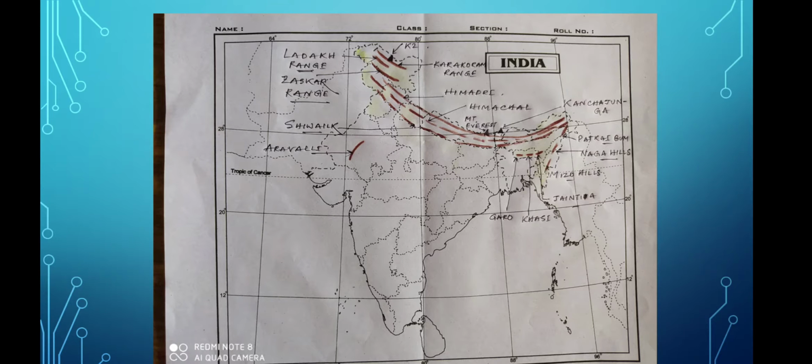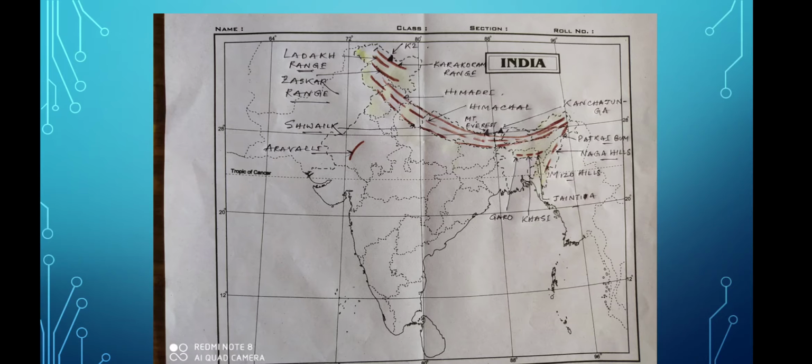So let's have a recap of what we have learned about the northern mountains. We have learned about the mountain ranges of the Himalayas: Himadri, Himachal, Shivalik, the Karakoram range, the Ladakh range, the Zaskar range, the peaks, that is Mount Everest, K2 and Kanchenjunga, and the hills: the Garo Hills, the Khashi Hills, the Jaintia Hills, the Naga Hills, the Mizo Hills, and the Patkai Bam. So this way you will practice it accordingly. Whatever instruction I have given, follow that instruction and do it.